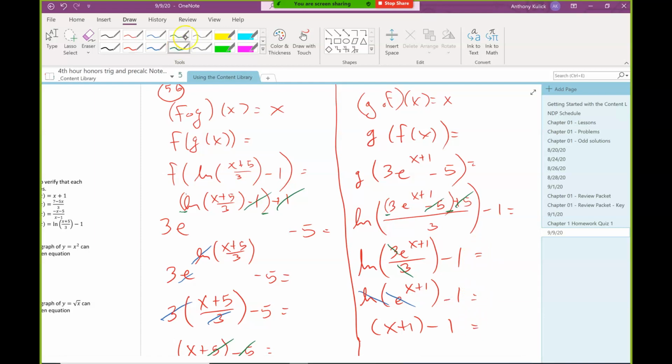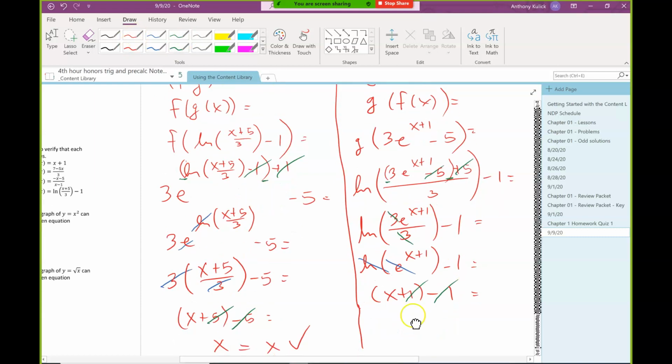And then here, obviously the parentheses, again, don't need to be there. And those guys will just cancel out. And we're left with just what we wanted. Okay with that, Amanda? Yeah.